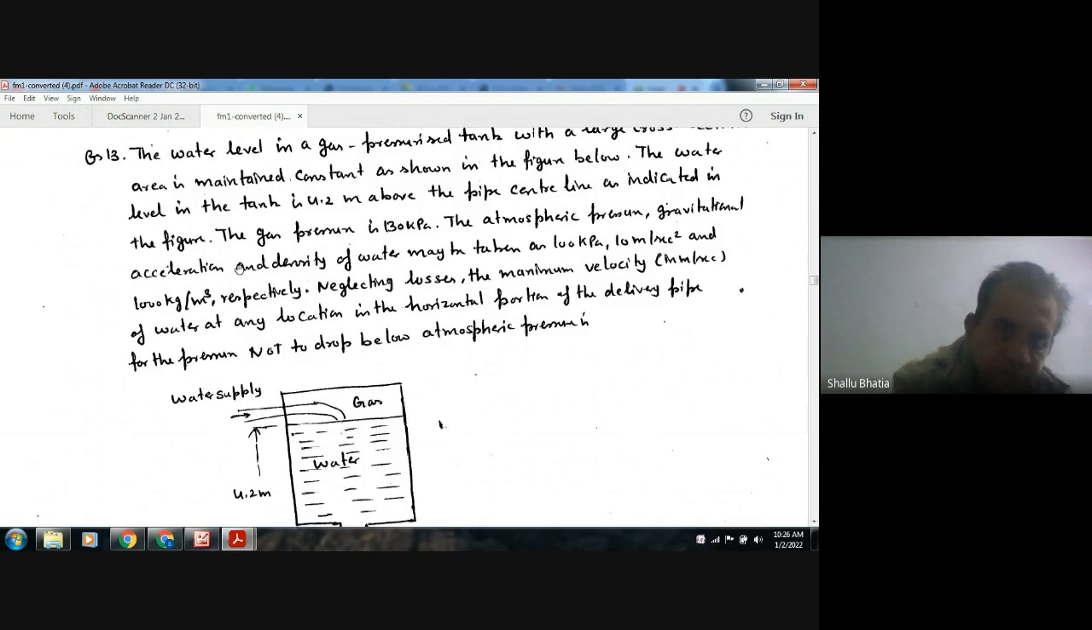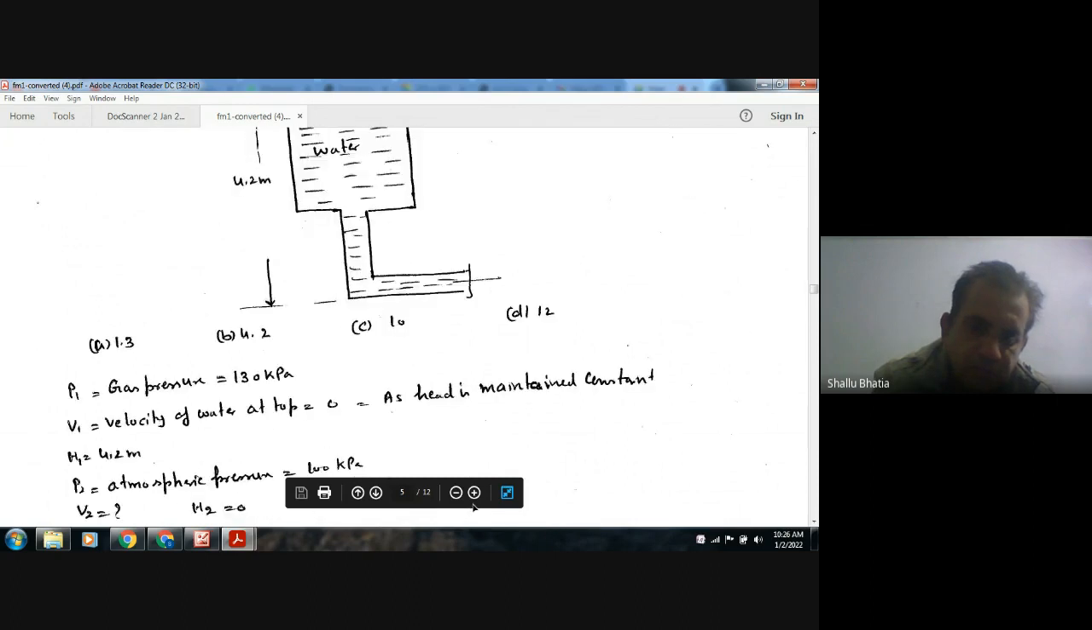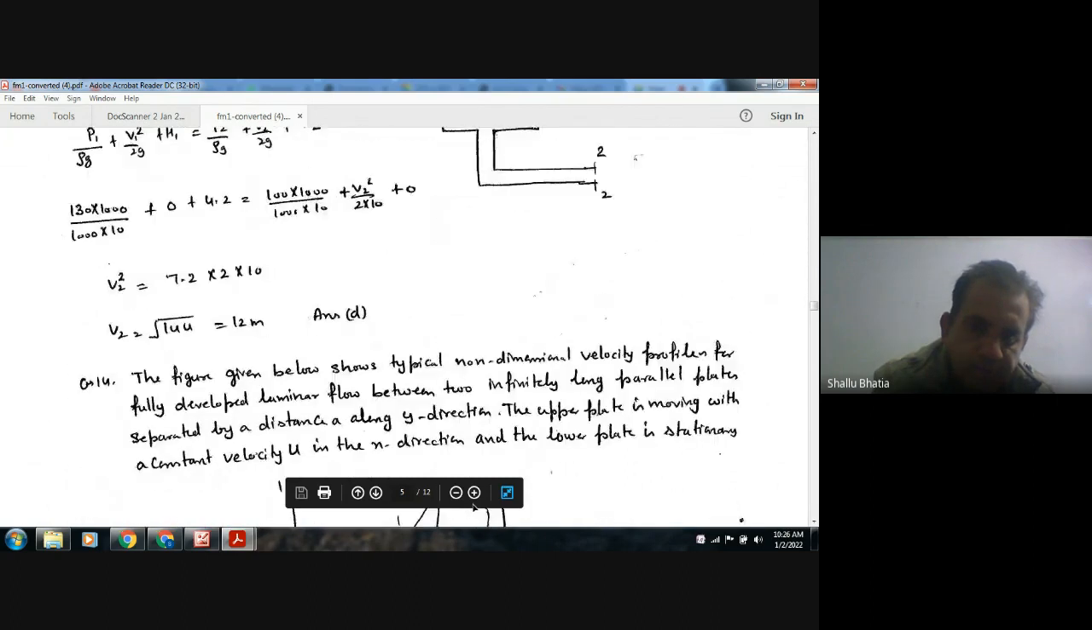So that is the total pressure of the gas. It includes the atmospheric pressure, not the gauge pressure. Because it is not mentioned here that it is gauge pressure, we have to take the pressure 130 kPa here and the pressure 100 kPa there. If the gauge pressure is given, then we take 130 here and 0 there. So the answer is 12 meter per second.